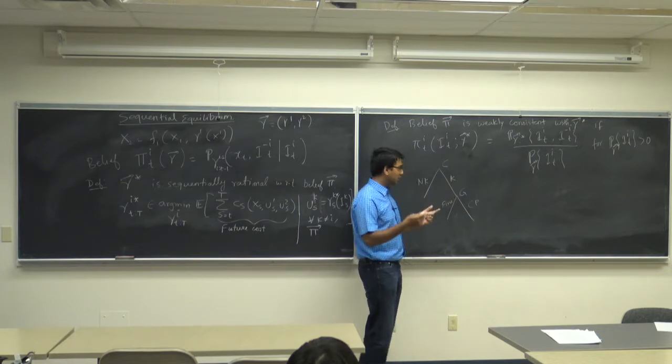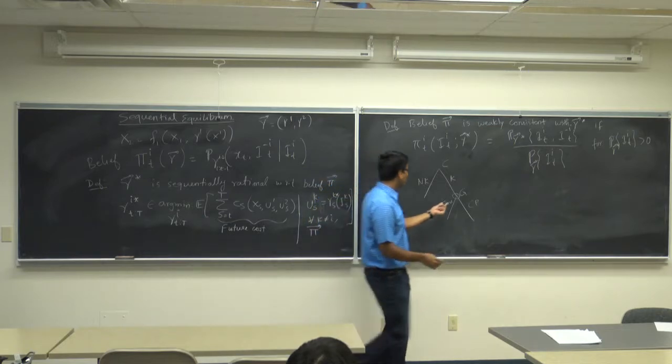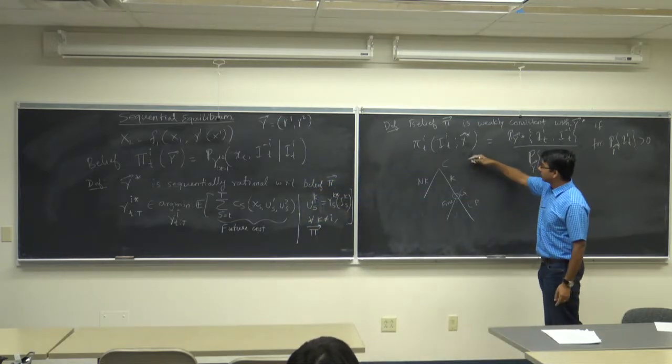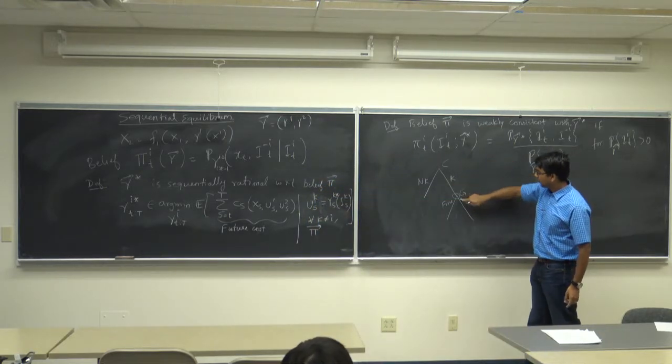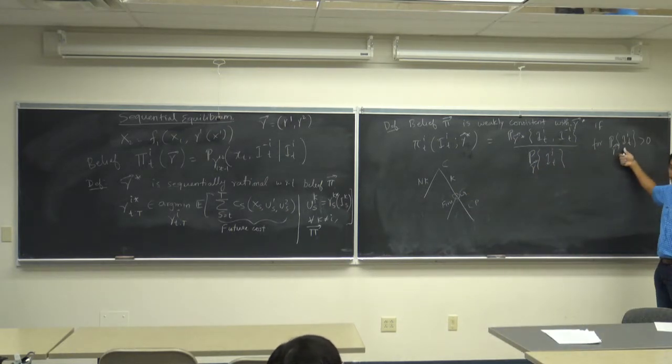The question now is, suppose, how would you form belief? So in this case, the probability that this node will occur, the probability that this information set would appear, has zero probability, right?